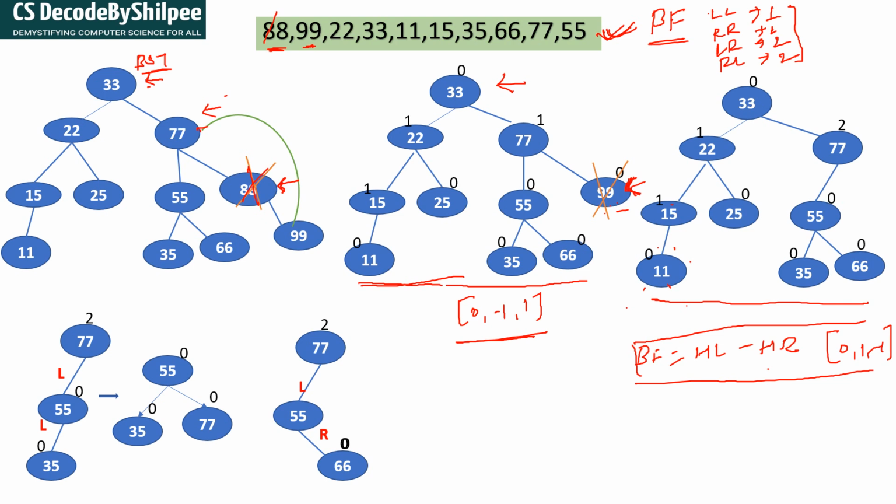Here I have already calculated. After the deletion of 19, I got this binary tree and calculated the balance factor, and I have seen that a violation occurs. There is a violation at 77. Right? Now what will you do, because the violation occurs here?